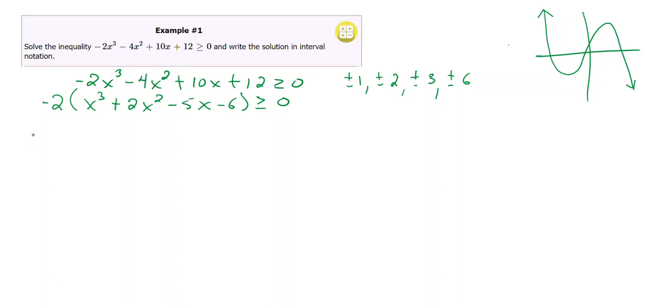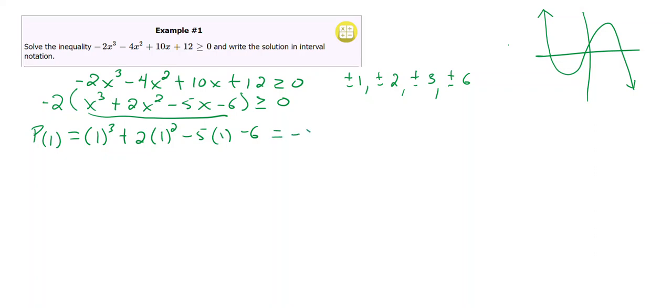So let's try that. So we'll say P of, and first off, let's try 1. So if we threw 1 in for, like I said, just this function, because I don't need the negative 2 involved in this, then here is what I get. So putting 1 in for x, we get negative 8. So that means when x is 1, y is negative 8. So that's not a zero, right? That's not a factor of my function. So then we keep trying.